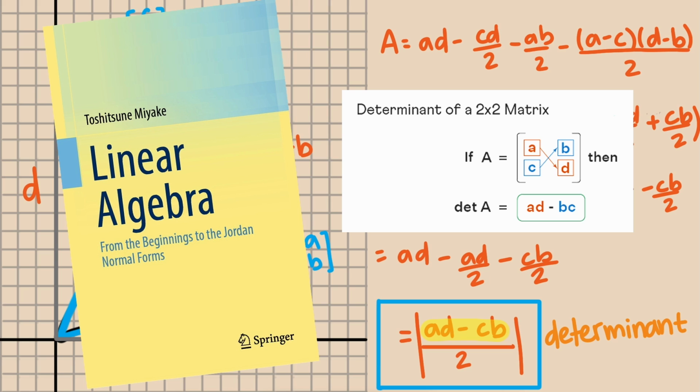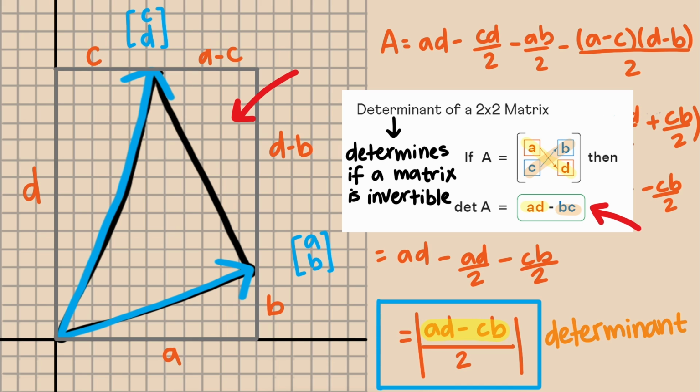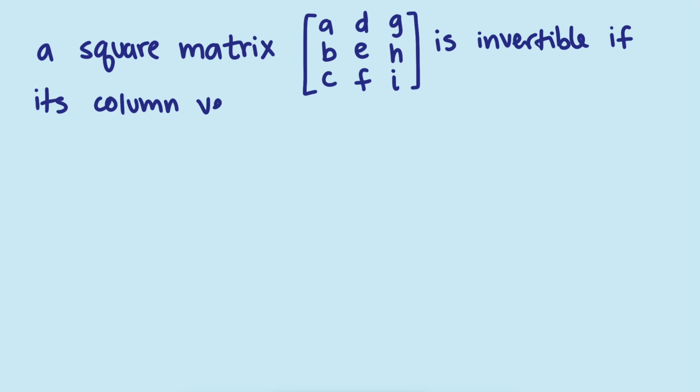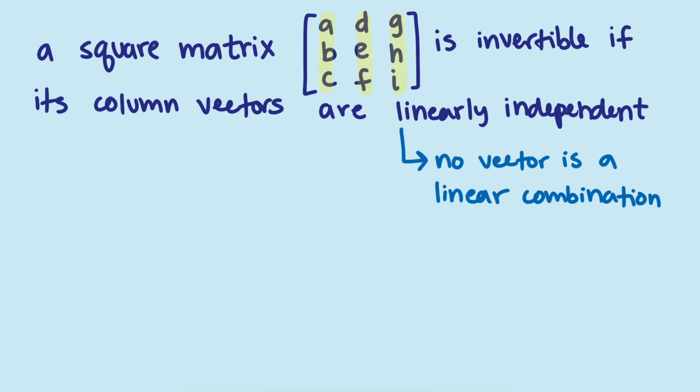A quick way to remember the formula is to multiply the 2 values in this downward diagonal and subtract the product of this upward diagonal. It was named the determinant because it helps us determine if a square matrix is invertible or not. But how? Well, knowing now how the determinant formula is connected to areas of triangles and parallelograms, it actually makes a lot of sense. Remember in this previous video we learned that for a square matrix to be invertible, its column vectors must be linearly independent, meaning no vector can be written as a linear combination of the others.